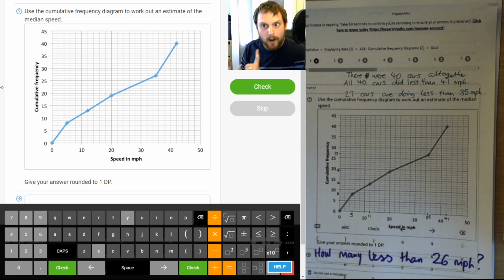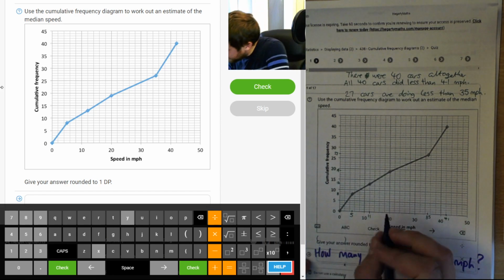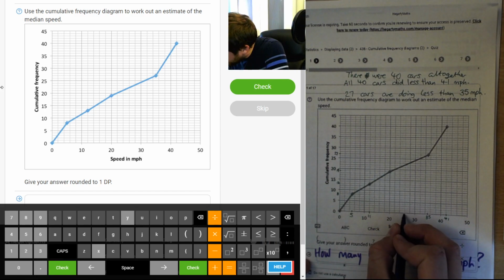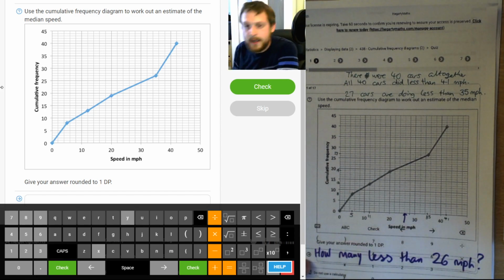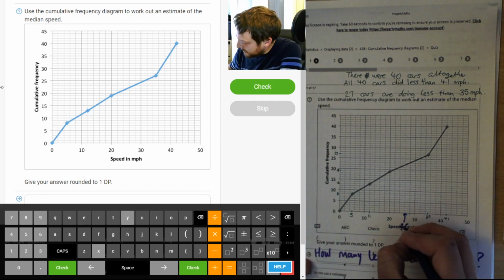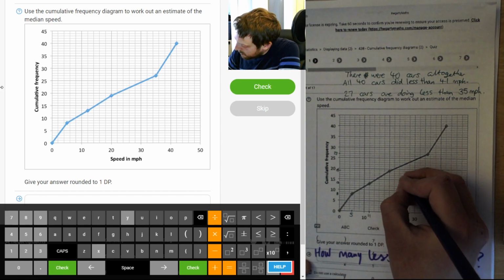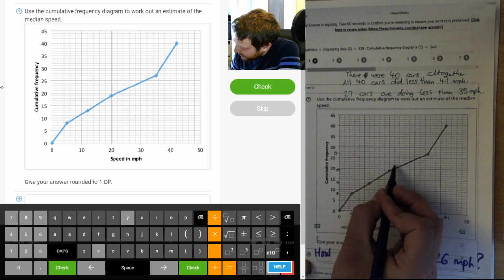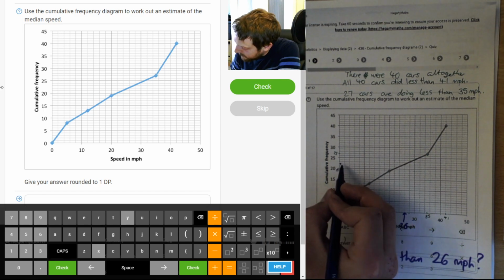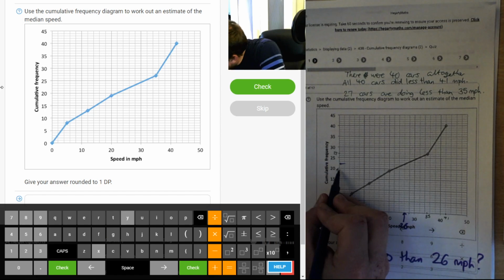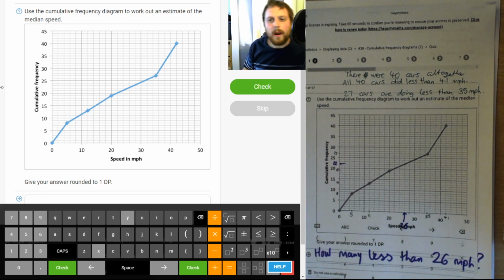So, okay, I go along the bottom to 26. So there's 20, 22, 24, 26, 28, 30, right? The bottom scale in this is going up in twos. So there's 26. And so I would go up to there, and then I would go along to the y number, and it's 20, 21, 22. So I would say that there are 22 that are doing less than 26 miles per hour. I'll just literally read it off the graph.